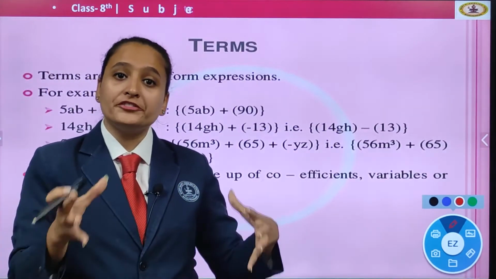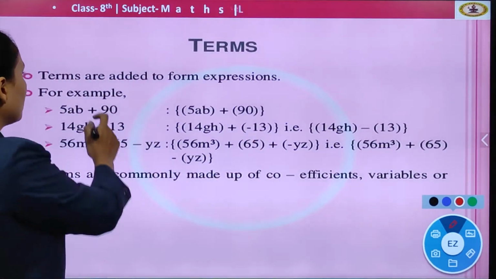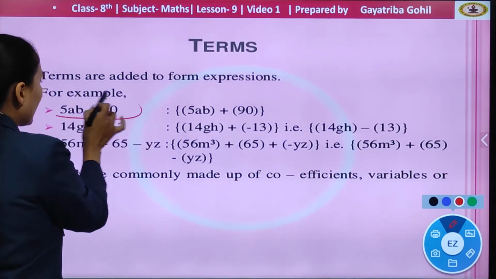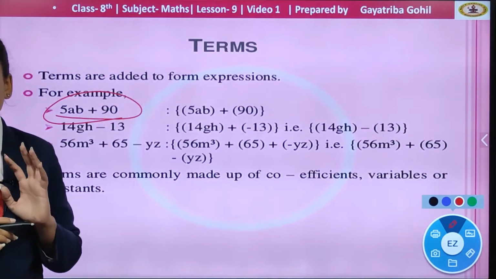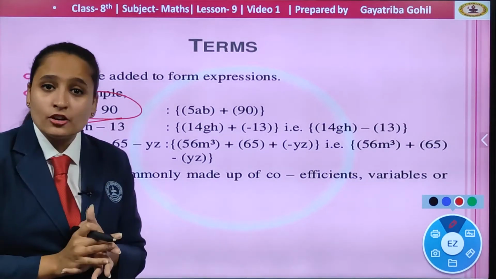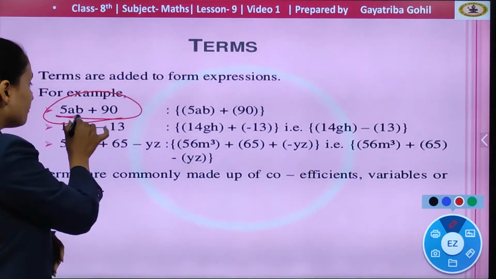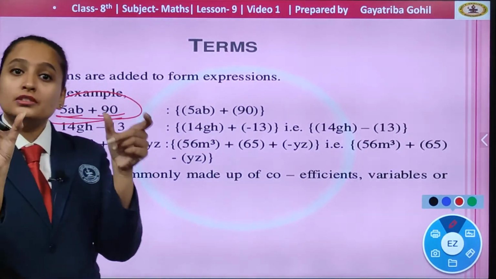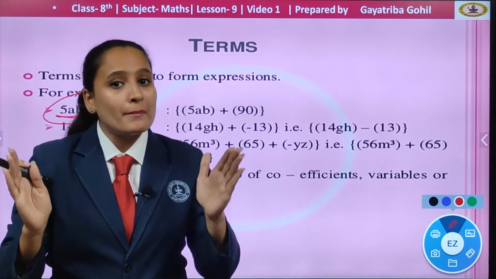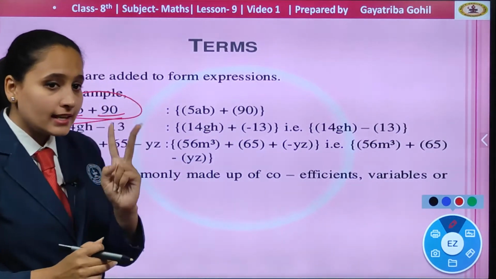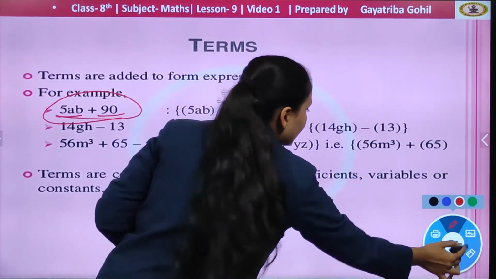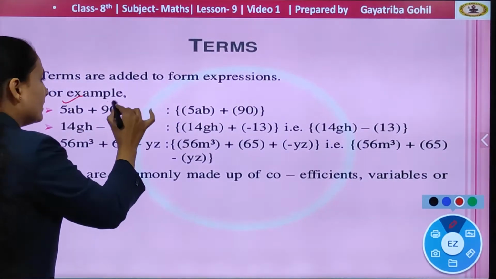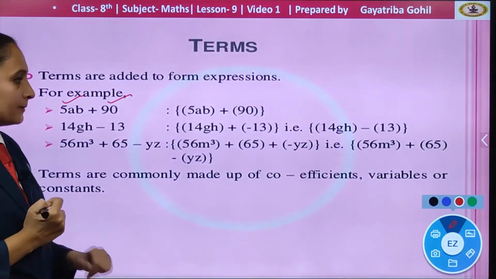Now what are terms? Expressions are formed of terms. How? See, terms are added to form expressions. For example, 5ab plus 90. So what are we adding over here? We are adding 5ab and 90. So these two things are added to form an expression. So how many terms are there? Two terms. 5ab is the first term and 90 is the second term.